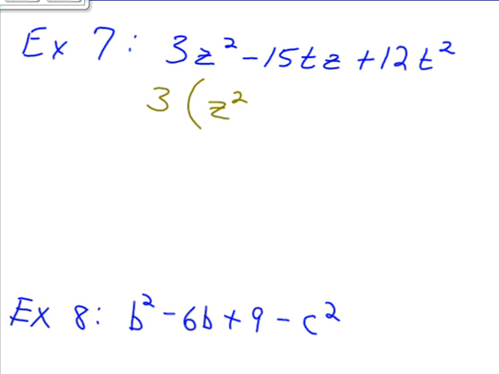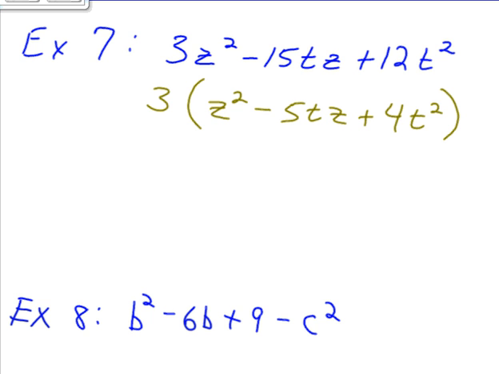Now, what's that going to be? Minus what? TZ, and then plus 4t squared. T squared, okay? Now, let's focus in here. Three's going to still go along for the ride with the factoring. Any factors of +4 that sum to -5.